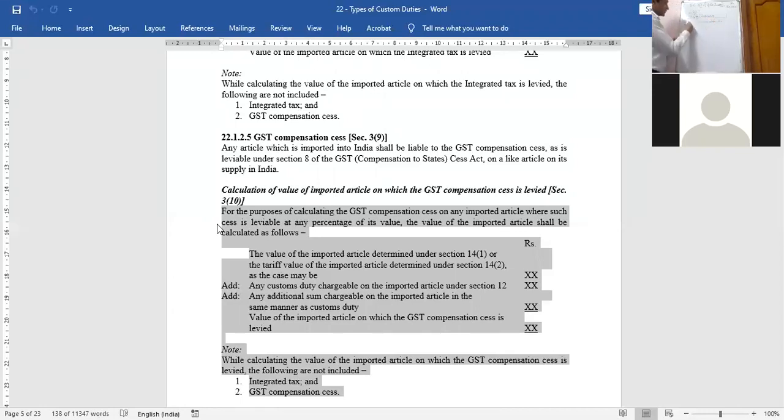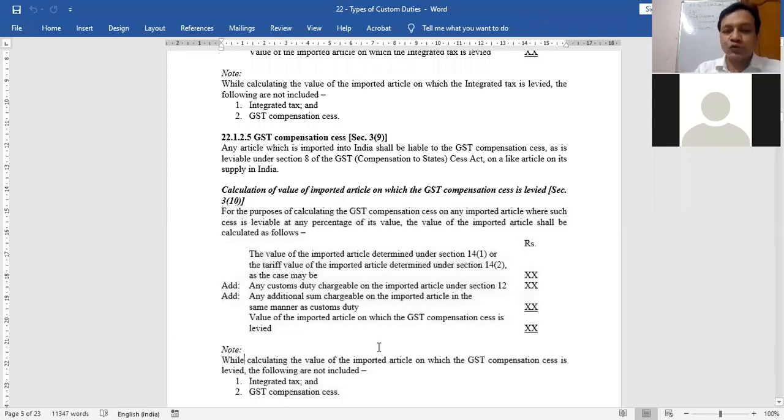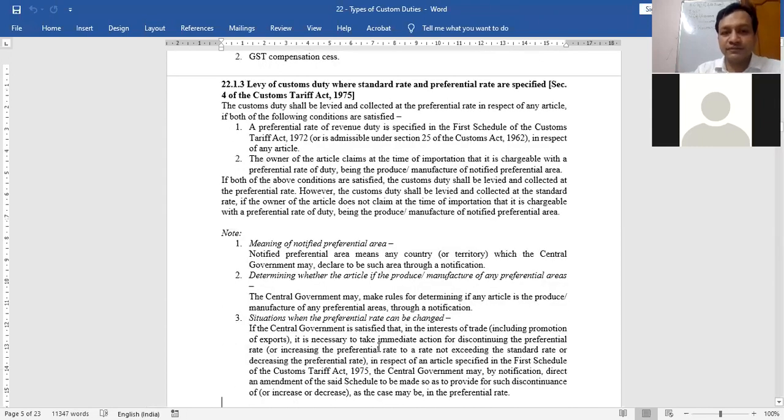How much? 15% of how much? Value 2 lakh plus what? Social welfare surcharge. Is this point clear? So only the last point is pending. So let us see social welfare surcharge.